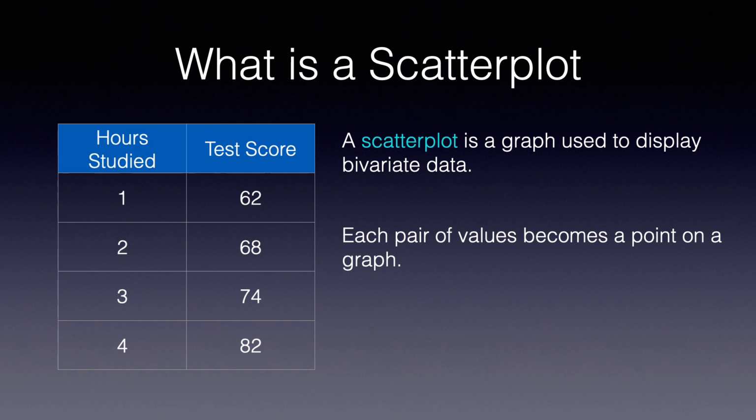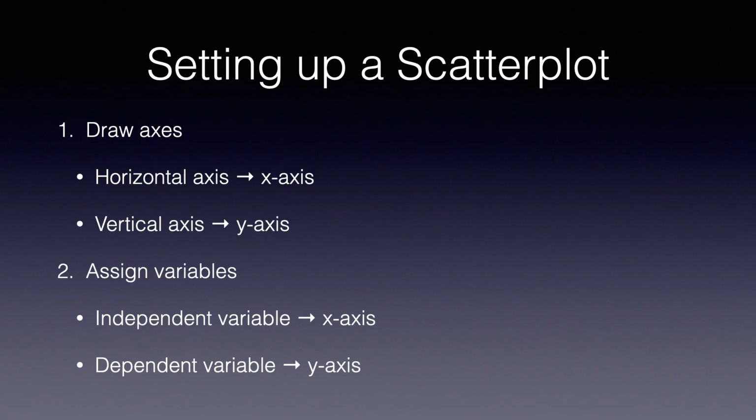So if we're going to graph this, the first thing that we have to do is to set up a scatterplot. The steps to set up a scatterplot are pretty straightforward. The first thing that we have to do is draw our axes. We're going to draw a horizontal axis, and that's going to be our x-axis. The horizontal axis is the one that goes from left to right. So we're going to do a horizontal axis, label that as the x, and then we're going to do a vertical axis. That is going to be our y-axis.